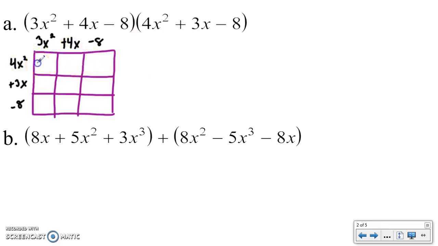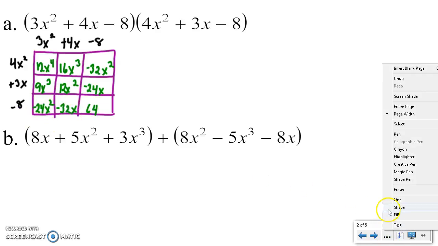Remember, we know we multiply because there's not a sign in between the 2 sets of parentheses. So 3 times 4 is 12, x to the 4th. 4 times 4 is 16, we have x to the 3rd. And 4 times negative 8 is negative 32, we have x squared. Across the second row, 3x times 3x squared is 9x to the 3rd. 3x times 4x is 12x squared. 3x times negative 8 is negative 24x. And then across the bottom, negative 8 times 3 is negative 24x squared. Negative 8 times 4 is negative 32x, and negative 8 times negative 8 is positive 64.